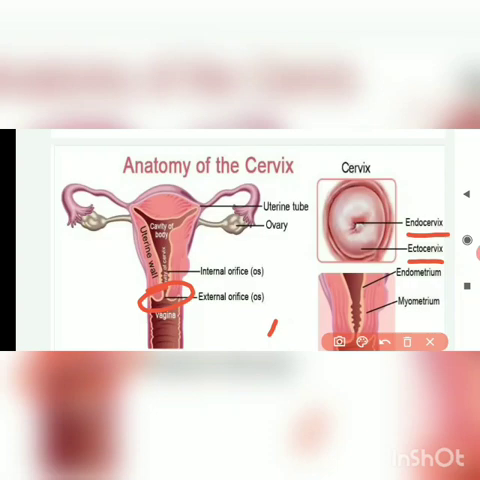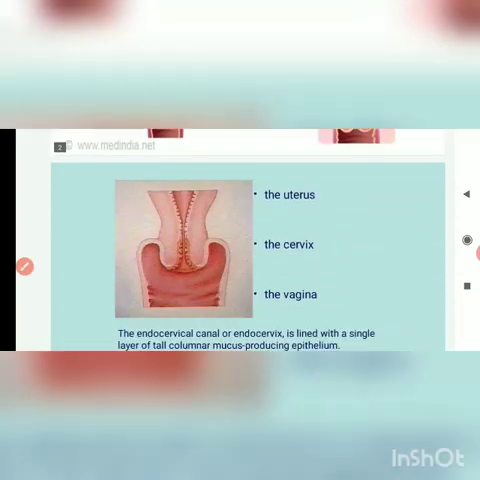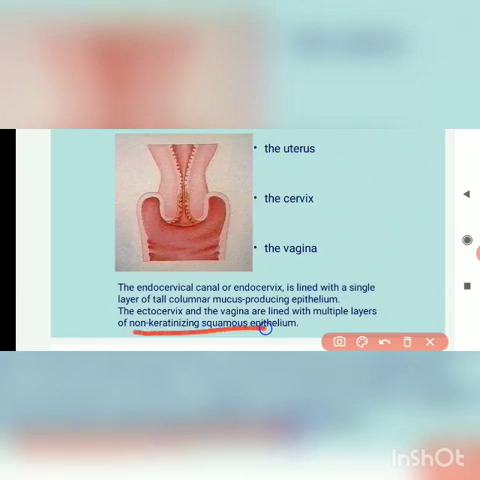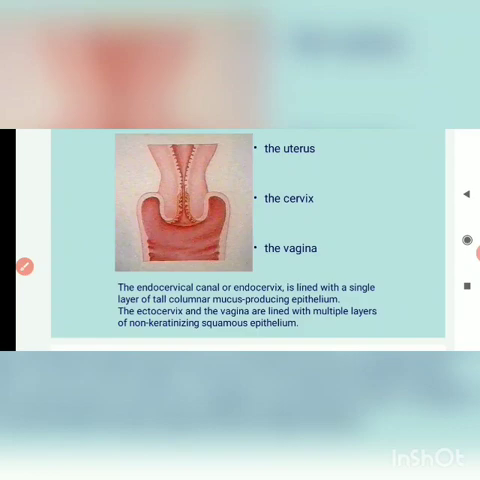Now what is the lining epithelium? The lining epithelium of the endocervix is columnar cells, whereas the ectocervix is lined by non-keratinizing squamous epithelium. So this is very important.